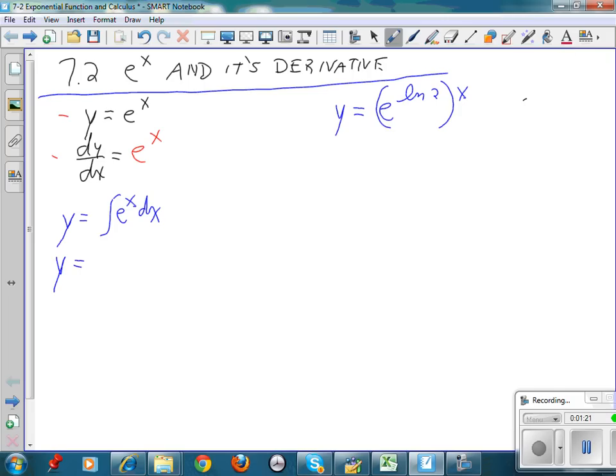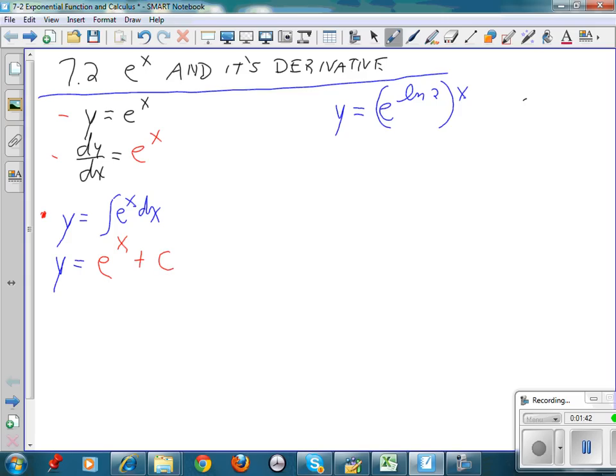Okay, what if I said y was equal to this derivative here? Not derivative, but I integrated it. What's the antiderivative of it? Well, I'm going to give it to you here. I'm going to say it's e to the x plus c. So the derivative and the antiderivative are the same.